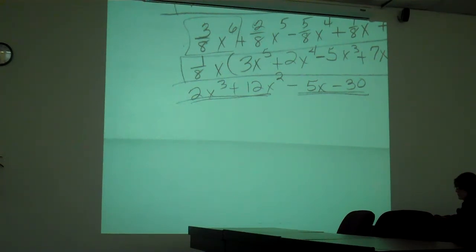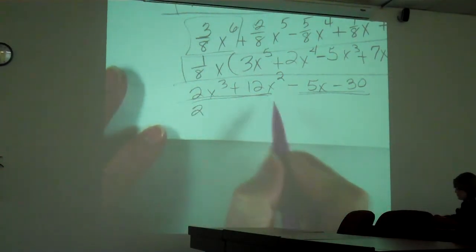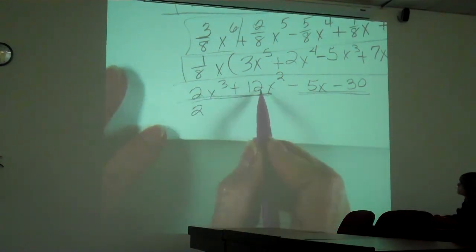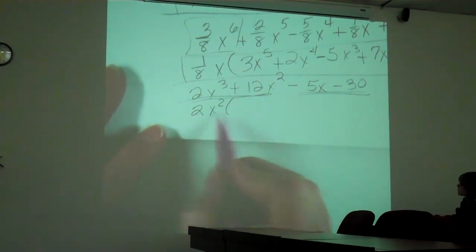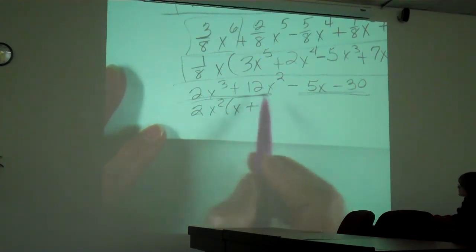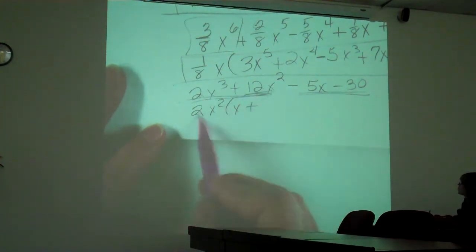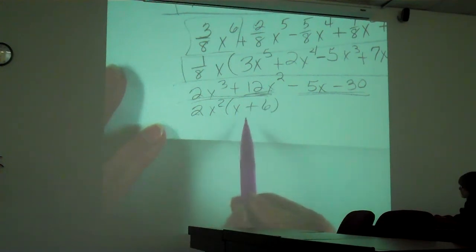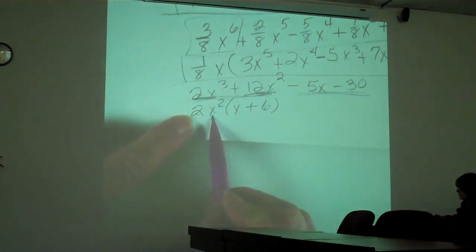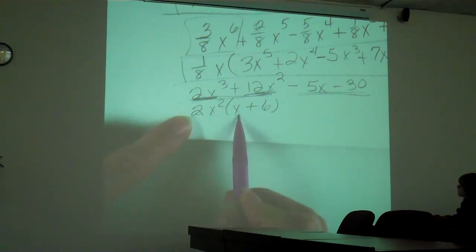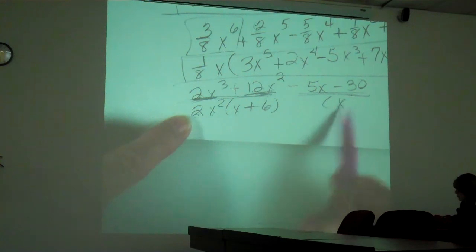Okay, so what does the first two have in common? 2x squared. And then this, you need x plus, you need a 6, right? Does everybody see that? They had 2x squared in common. To get the first term, we did x. To get the second term, we did plus 6. Now we need an x plus 6 over here.